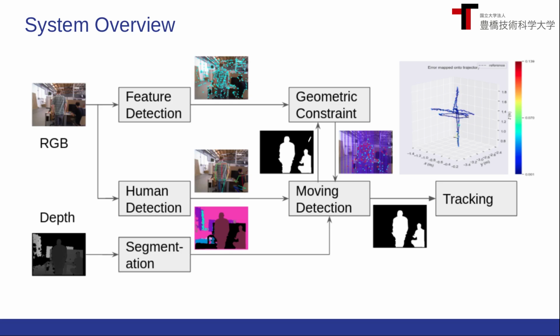The results of the geometric check and human detection and segmentation are used in the moving detection model to detect the dynamic objects. And finally, the camera ego motion is estimated using the good matched features after removing the outliers on the dynamic objects.